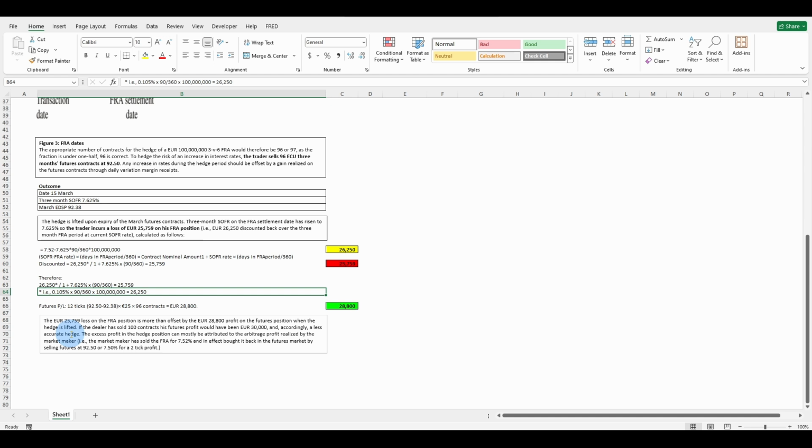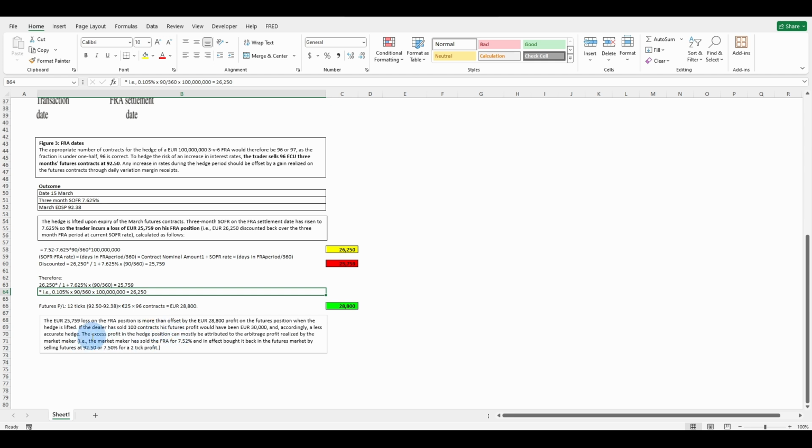If the dealer had sold 100 contracts, his futures profit would have been, well, ifs and buts, candy and nuts, we'd all have a Merry Christmas. If the dealer had sold 100 contracts, this would have been 30 grand, and it would have been accordingly a less accurate hedge.